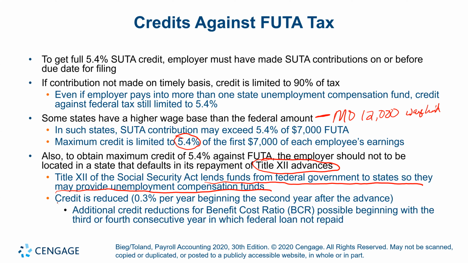after 1 year, credit is reduced by 0.3% per year, beginning the second year after the advance. Additional credit reductions for the benefit cost ratio possible, beginning with the third or fourth consecutive year in which the federal loan is not repaid. So basically, they start getting penalized beginning in the second year after the advance. So if it's not paid off in the first, right?